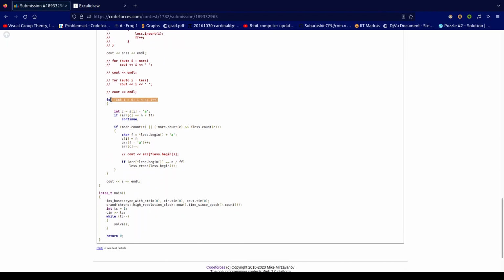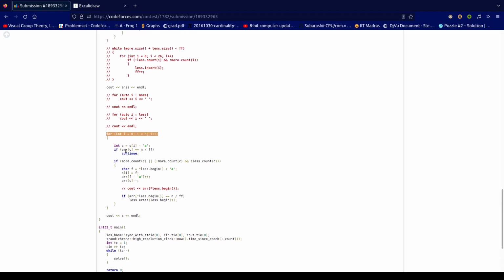Now I'm just iterating over the entire string, and what you can observe is, let's look at the original frequency array also. Now c would be whatever character that is, and if the cth element of the array is equal to n over i, I don't have to touch it at all. I don't have to bother with it. I can just continue, and I can just remove that. Otherwise, I'll go to the next index.